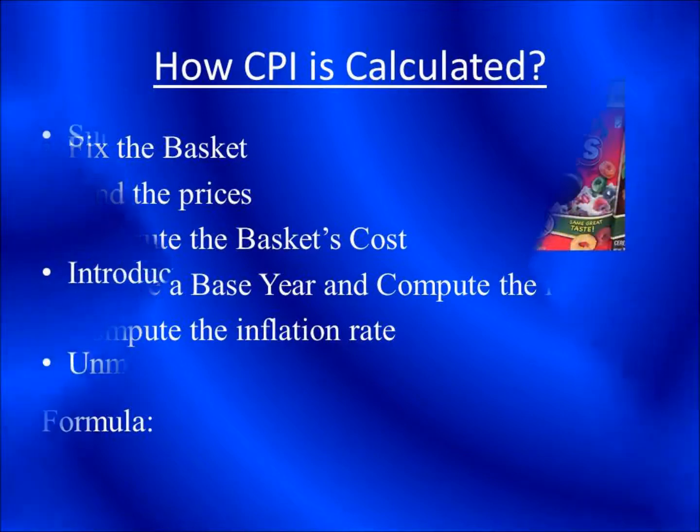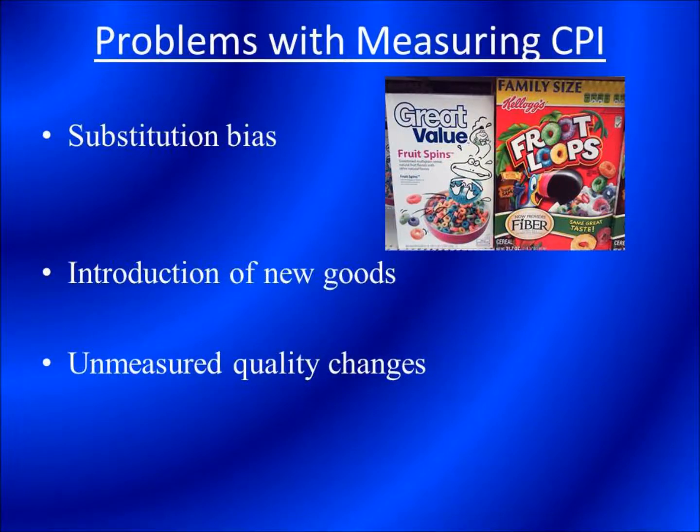CPI is not perfect. There are some problems, which include substitution bias. This is when the basket does not show how comparative prices are altered. For example, consumers often substitute expensive items for cheaper ones. It does not include the change in cost of living due to substitution bias. For example, Great Value at Walmart can be compared to Kellogg's brand at Walmart.